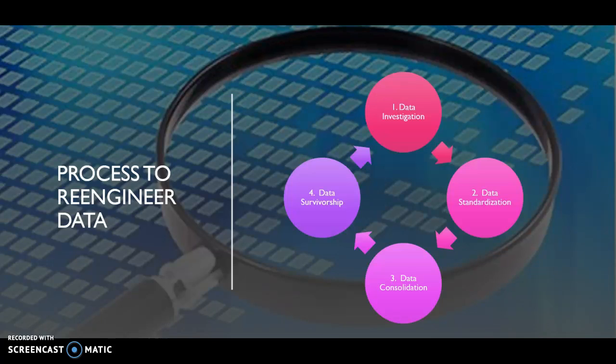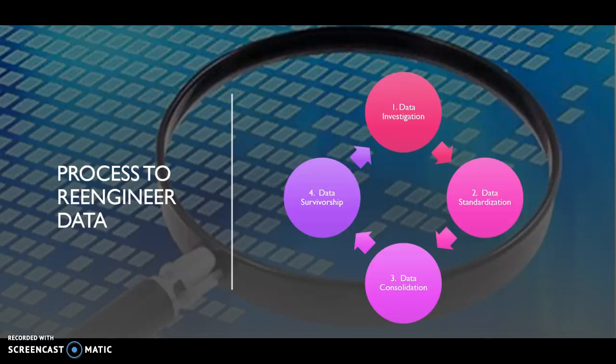So when you do identify bad data within your system, a process to re-engineer data, you start with data investigation. First, you need to find the root cause. What is the problem with the bad data and how do we fix it? The second is data standardization. Once you fix that data, you always want to keep it in the same format.